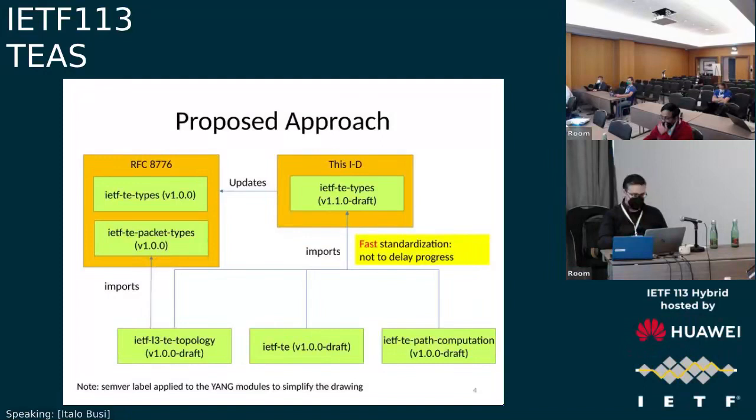The process that we propose is therefore not to go with an RFC 8776 bis, but to have this document updating RFC 8776 with a new version of the TE types only. So the TE types module in RFC 8776 will remain unchanged and will still be valid, because RFC 8776 is not obsoleted. And since the changes are quite small, we can expect a fast standardization, so as not to delay the work on the layer 3 topology and path computation.